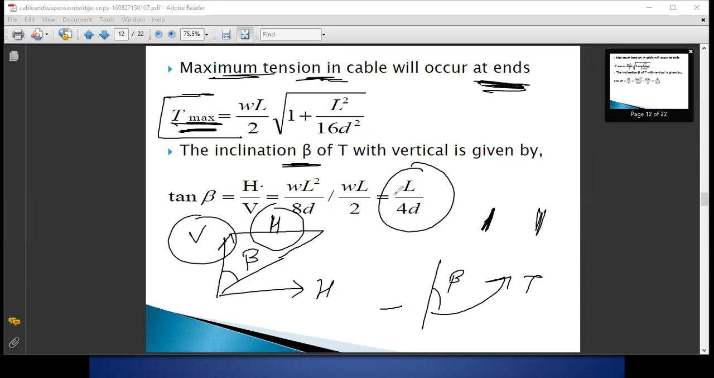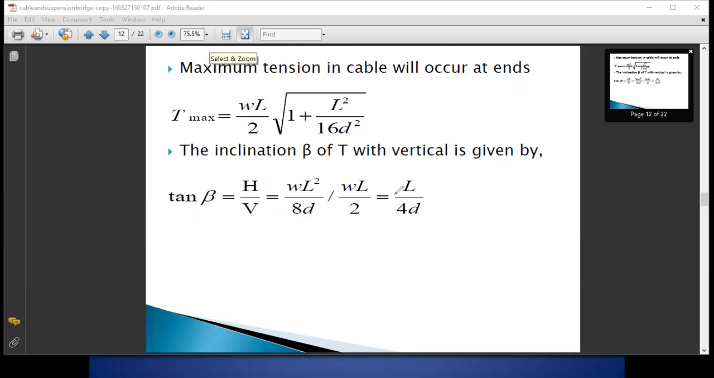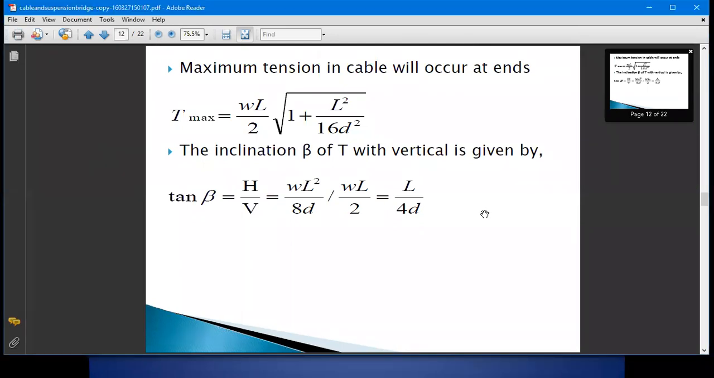Right? So these are the values of your horizontal reaction, vertical reaction, then tension in the cable, maximum tension, minimum tension, and then the value of the angle beta with respect to the vertical. Understood, all of you?